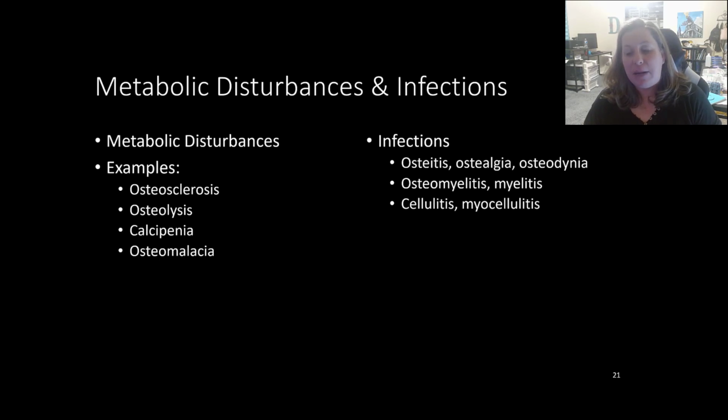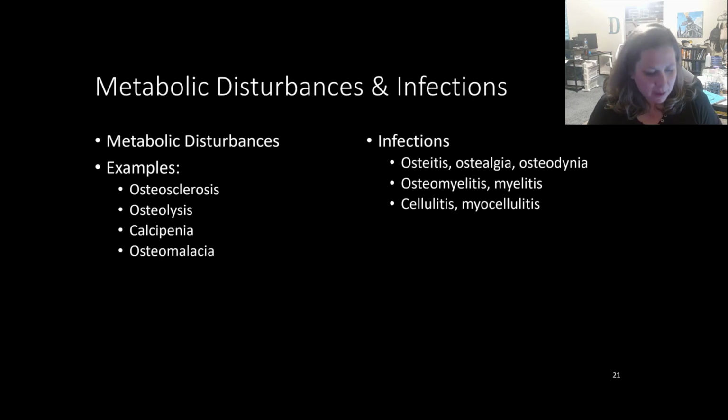So if there's a deficit in your vitamin D, which results in insufficient calcium absorption, we call this hypocalcemia, a decreased level of calcium. We then see that this can lead to where our bones become abnormally soft, and we call this osteomalacia. Now, this one can be reversed if we get the calcium being absorbed, we get the vitamin D back up, we can build those bones back up to be stronger. So some infections, anytime you see itis, again, that is an inflammation. So osteitis is inflammation of the bone.